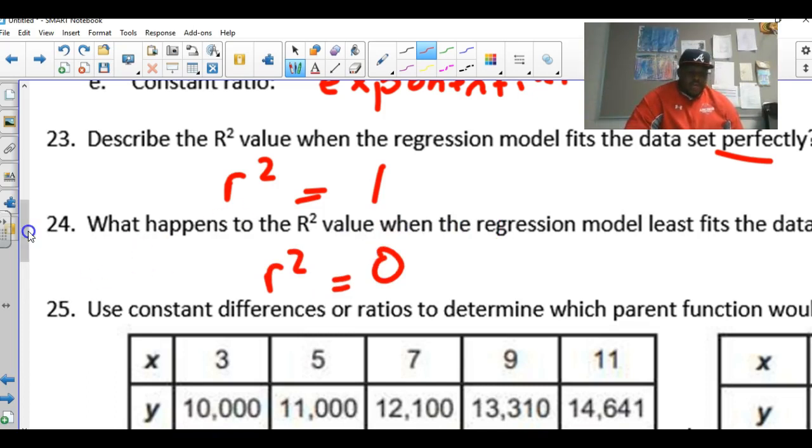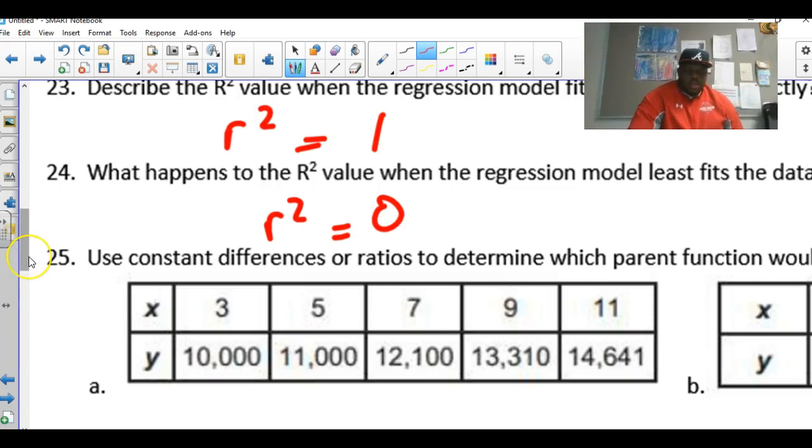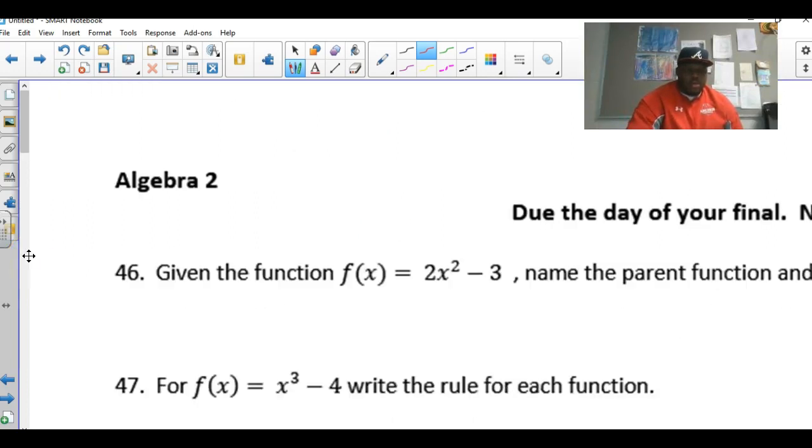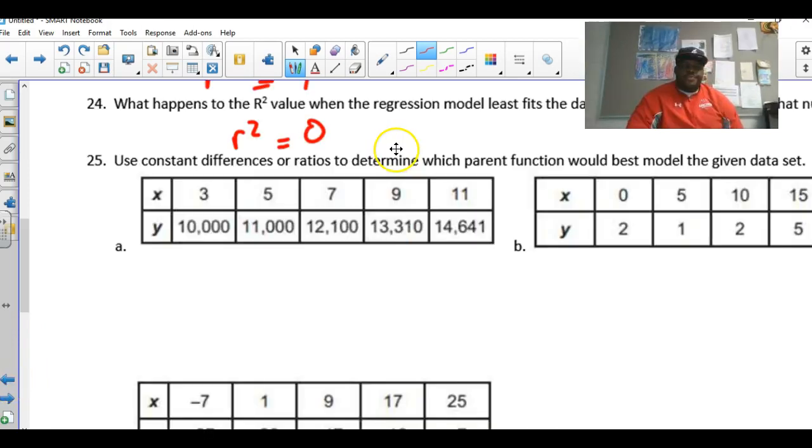Now for 25, let's see. Went too far. Let's see if we can get back there. Now, we're going to use the constant difference or ratios to determine which parent function would best fit the given data set. Okay. All right, for this one, guys, again, all these you can use your calculator for. So we're going to talk about that.